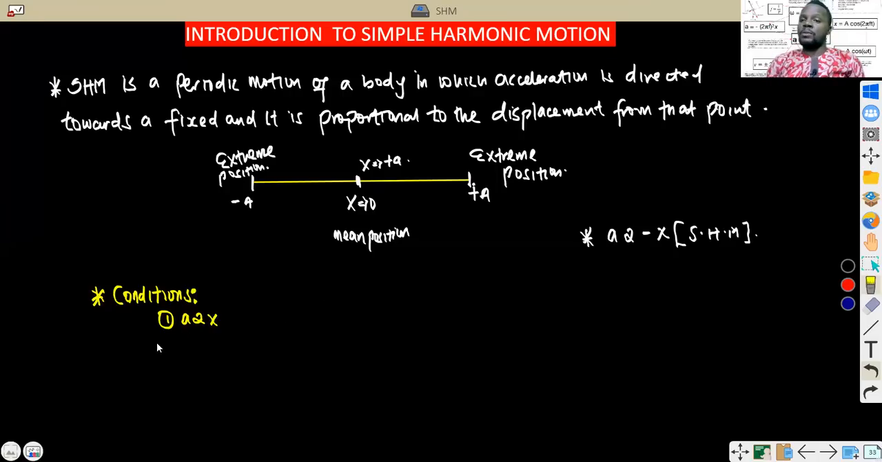Then the second condition, I'll be writing it mathematically. We say the amplitude of oscillation must be small.